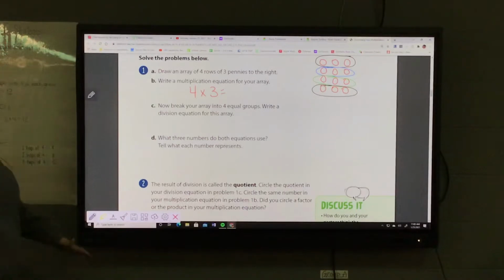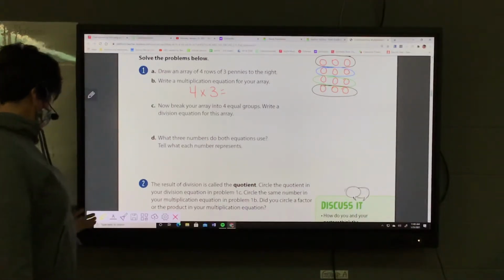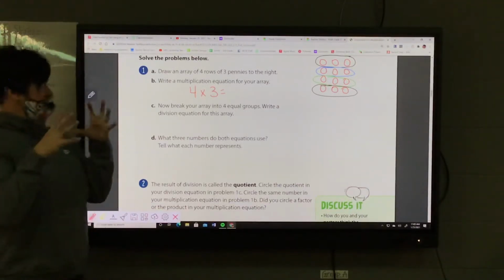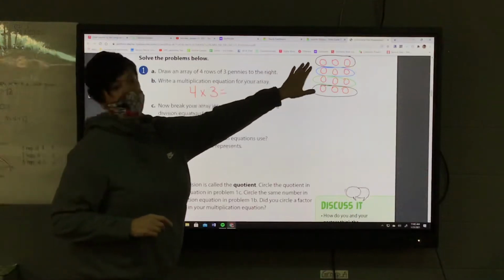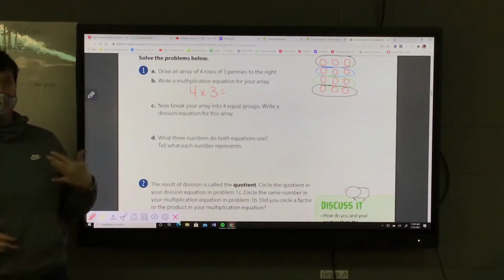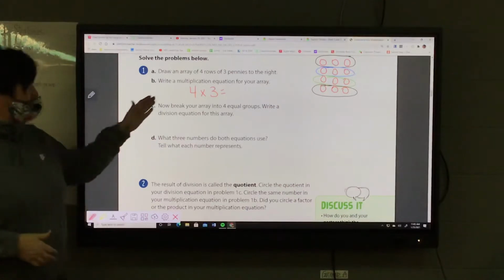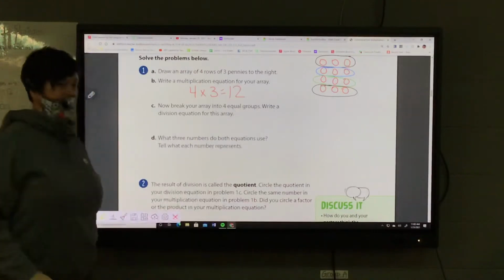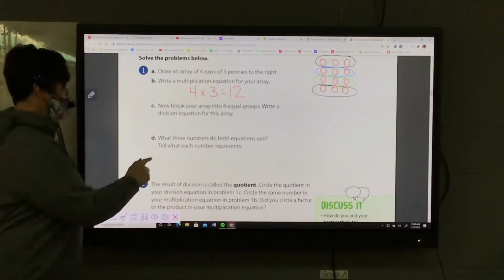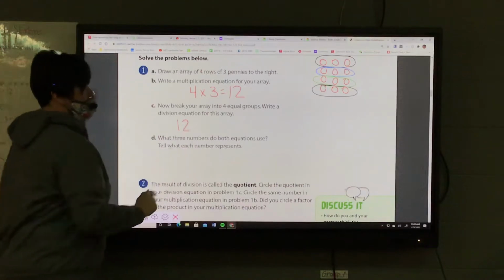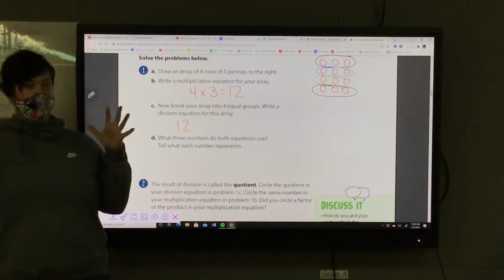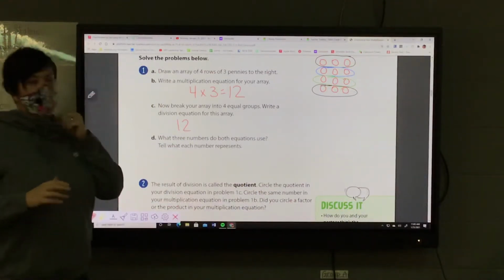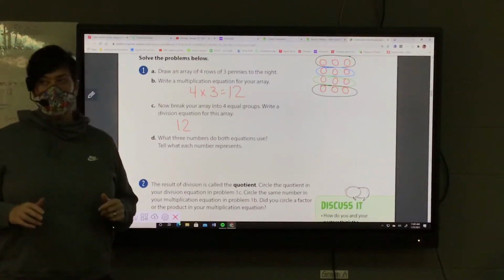Okay, let's talk about the division equation for this. How many did we start out with in all? Do you need to know your multiplication to help you with your division? So what is 4 times 3? 12. So how many did we start out with in all? 12. We're going to write our division equation for this. So we always start with a big number first in division. 12.